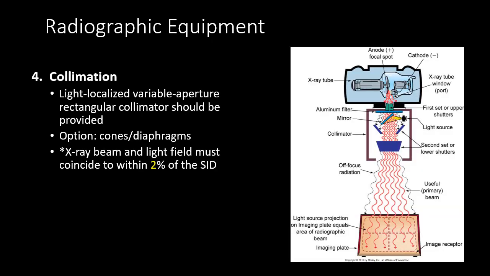Number four is the collimation. We have to have a light localized variable aperture rectangular collimator, and the option would be cones or diaphragms. The X-ray beam and light field must coincide within 2% of the SID.